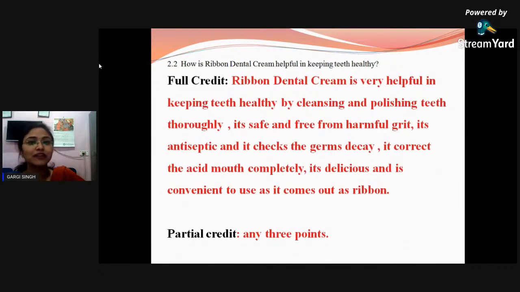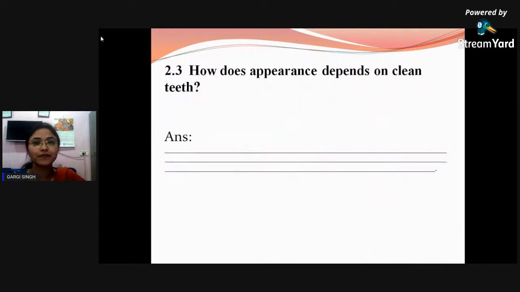If you have only mentioned two points or three points, then maybe you will be getting partial credit. You will not be getting full credit. There is no credit for any irrelevant answer that you write. I hope you've understood how to retrieve the information from the given text. Now let's move to the third question of task 2.